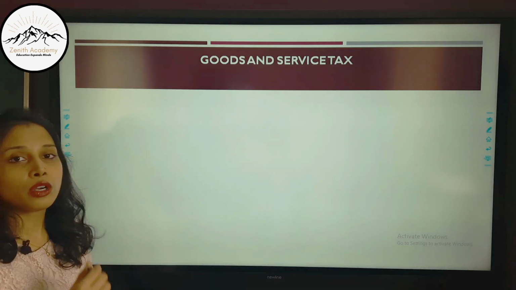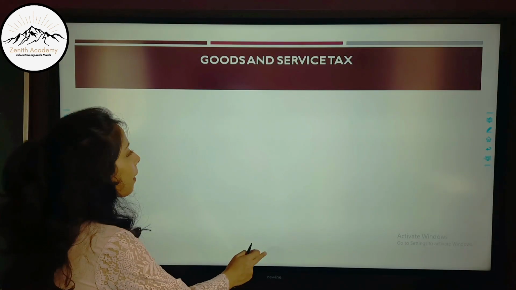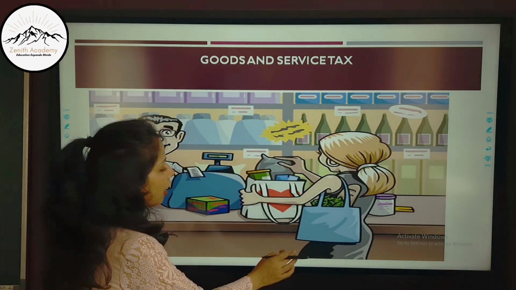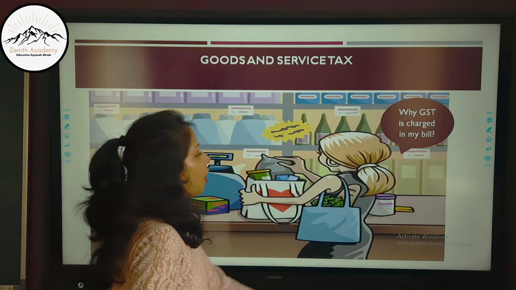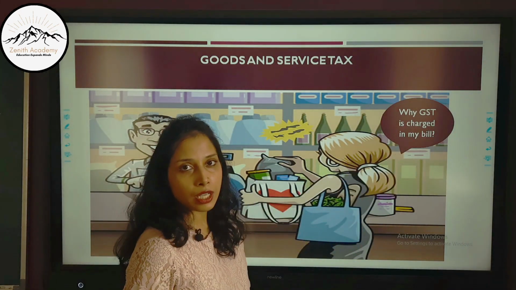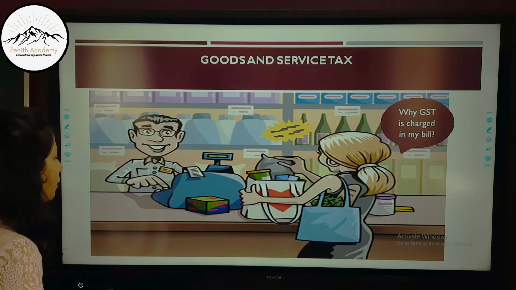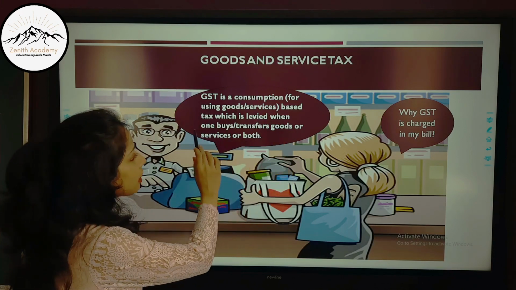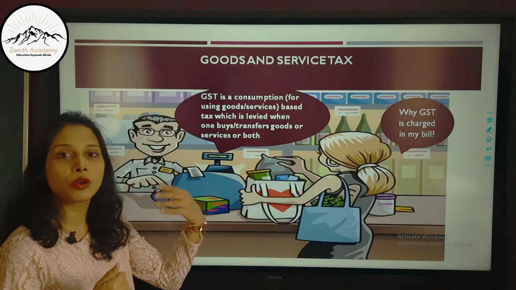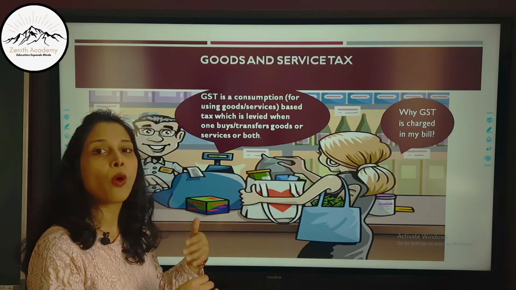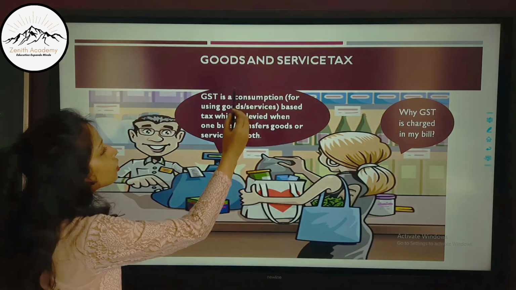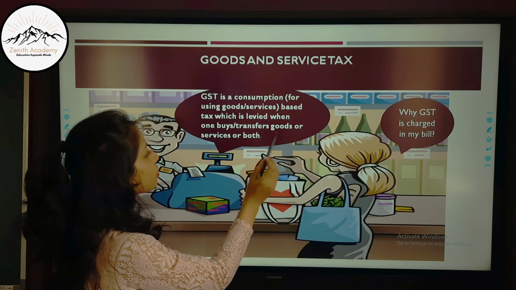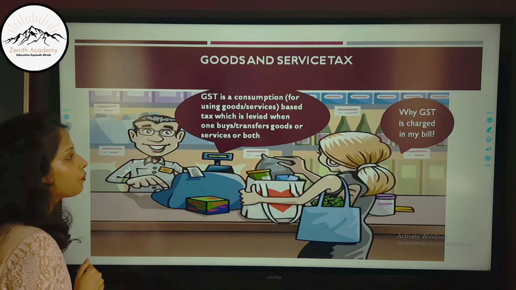Now our main topic, goods and service tax. Here in this scene, the customer is asking why GST is charged in my bill. So what does the shopkeeper have to say? GST is a consumption based tax. Consumption based tax means a tax for using goods and services. We are consuming these goods and services, or we are buying these goods or services. So GST is a consumption based tax which is levied when one buys or transfers goods or services or both.